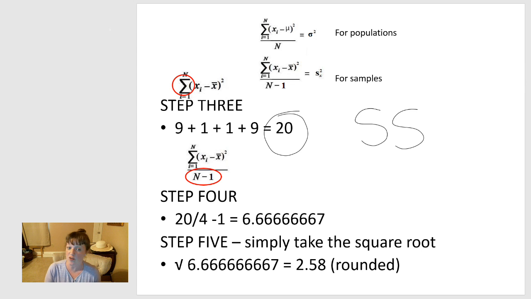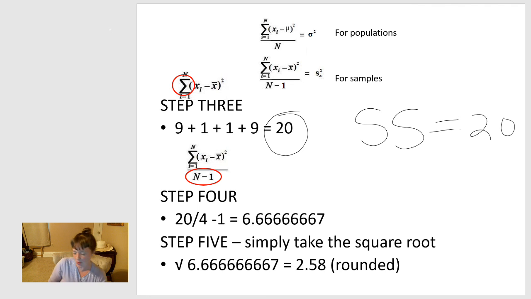We're not going to return to that for a very long time, but I just wanted to point that out to you because your book actually talks about the sum of squares a little bit. It's not central to our discussion and lecture at this point. We'll return to it later, but just put that in the back of your mind, that this step, once we've added up the squared deviation scores, once we've added up 9, 1, 1, and 9, which gives us 20, is actually called the sum of squares.